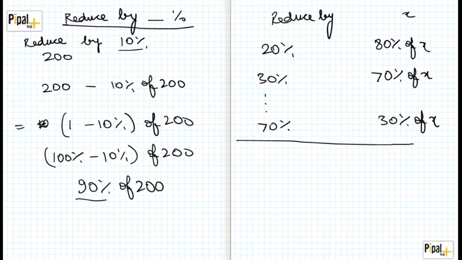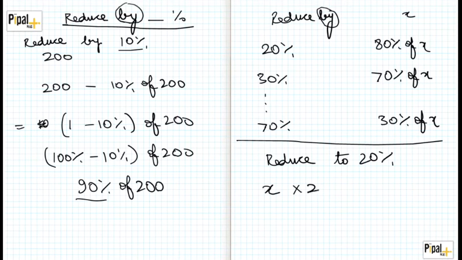Now, just like last time I had a problem with by, I may have problems with to also. If I'm asked, instead of reduce by 20%, to reduce to 20%, then I simply got to multiply the original number by the percentage to which I want it reduced, right? So reduce by 20% was, I reduced 20% from the original number. But reduce to 20% means I just simply multiply this number by 20% and I get my answer.